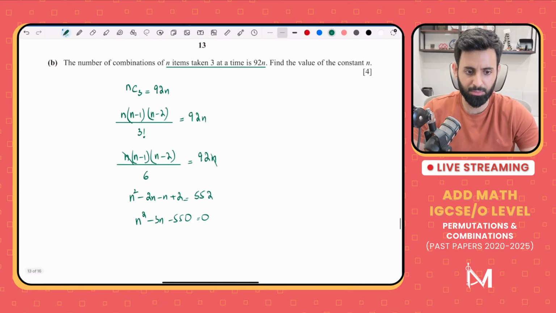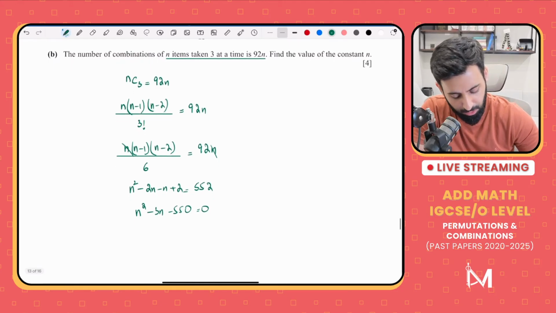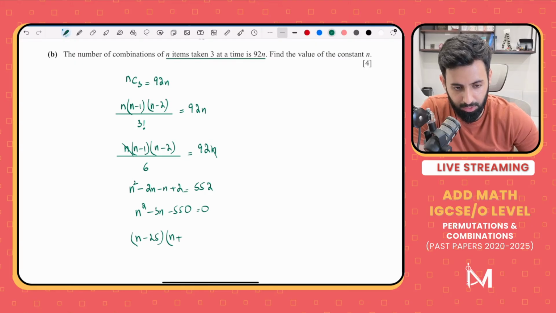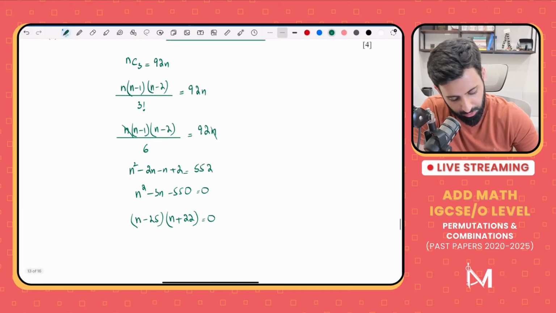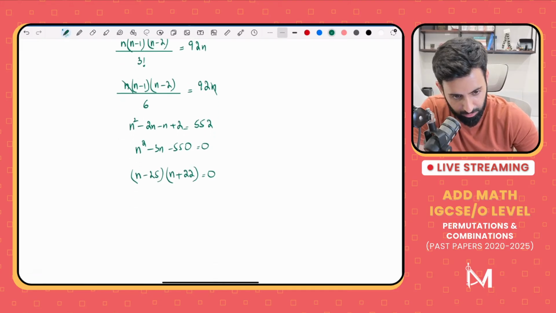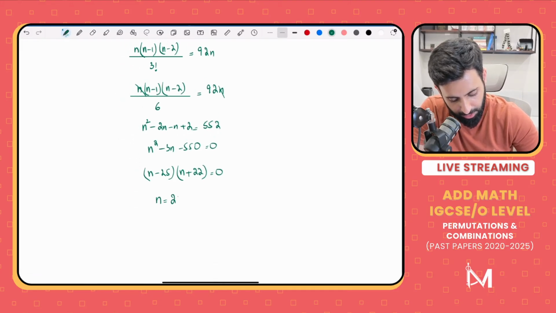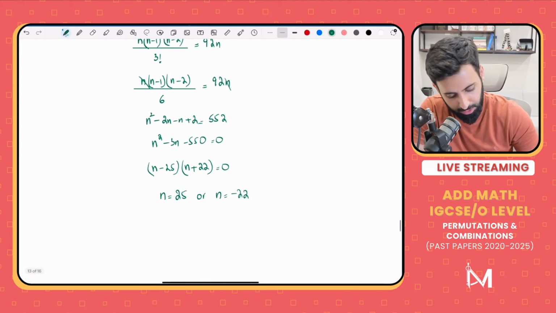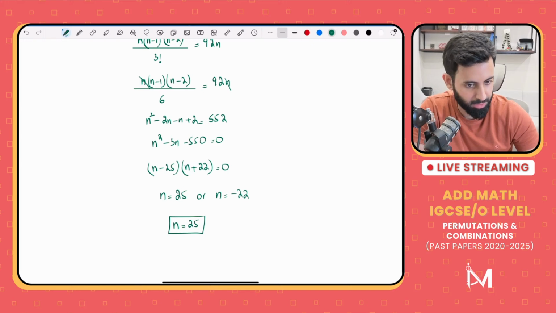I'm going to save some time and I'm just going to solve this directly using a calculator. So once you factorize this, I think you will get n minus 25 and n plus 22 equals 0. So the value of n is equal to 25 or n is equal to minus 22. Now notice the question may not even ask you to write down the positive value, but it's understood that since we're talking about physical objects, it can only be a positive number. Can't be a negative number.